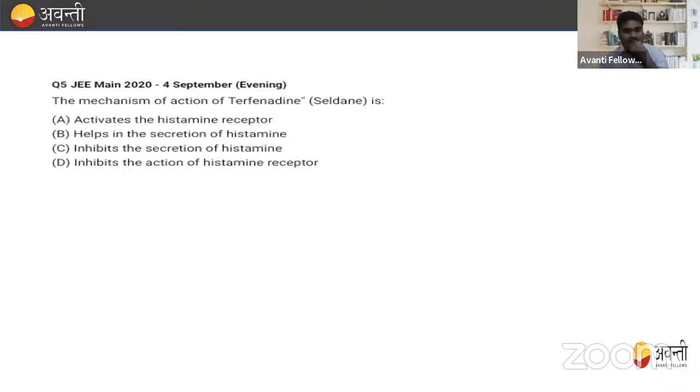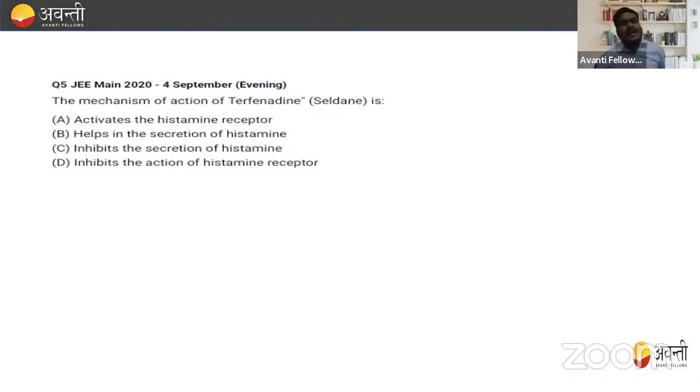Okay. Now again, the mechanism of action of terfenadine, that is Seldane. We already discussed what kind of purpose Seldane is used for, beta. Okay, so what is the mechanism of action of terfenadine, Seldane? It first activates the histamine receptor, helps in the secretion of histamine, inhibits the secretion of histamine, or inhibits the action of histamine on the receptor. So what is histamine now? We already discussed histamine. Whenever an allergic reaction is caused, then we use antihistamine drugs.